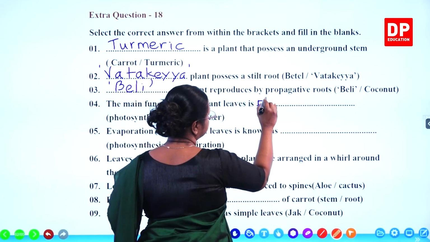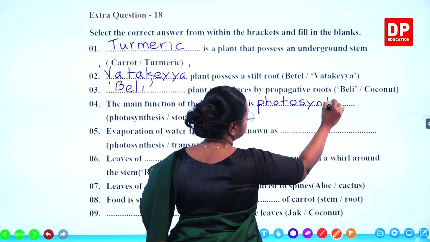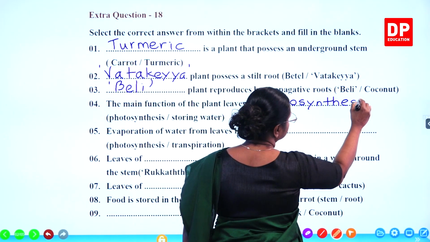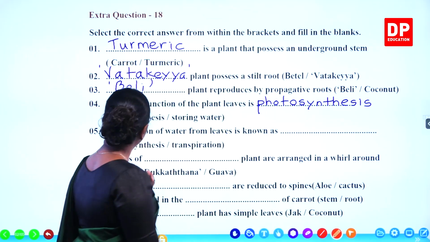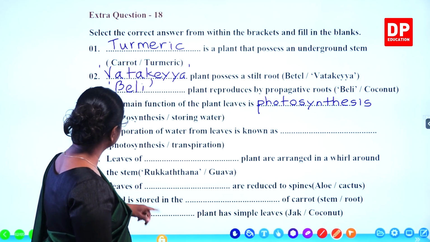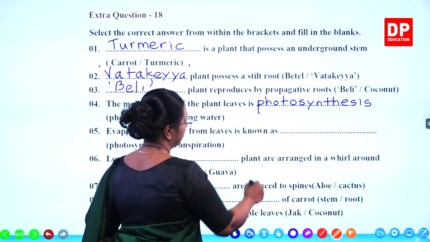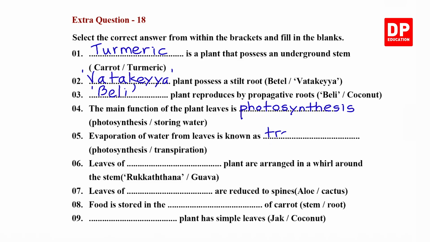Then the main function of the plant leaf is photosynthesis or storing water. Photosynthesis. Then the next one. Evaporation of water from leaves is known as photosynthesis or transpiration. It's transpiration.